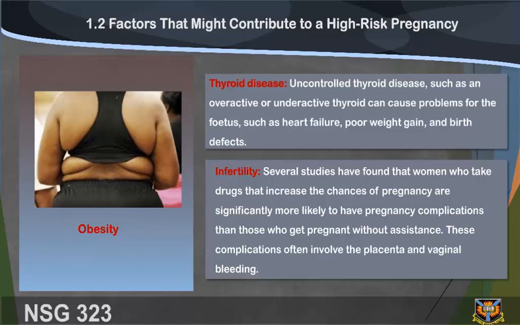Thyroid disease. Uncontrolled thyroid disease, such as an overactive or underactive thyroid, can cause problems for the fetus, such as heart failure, poor weight gain, and birth defects. Infertility. Several studies have found that women who take drugs that increase the chances of pregnancy are significantly more likely to have pregnancy complications than those who get pregnant without assistance. These complications often involve the placenta and vaginal bleeding.